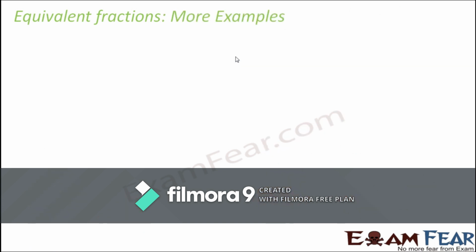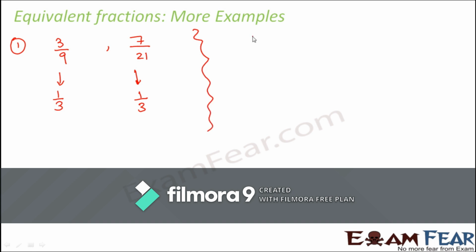So let us consider more examples. The first example that we would consider is 3 by 9 and 7 by 21. So 3 by 9 corresponds to 1 by 3. 7 by 21 also corresponds to 1 by 3. So this is an example of equivalent fractions. Similarly, 10 by 20 and 4 by 8. Even though they look very different from each other, this represents 1 by 2. This also represents 1 by 2. So they are again equivalent fractions.